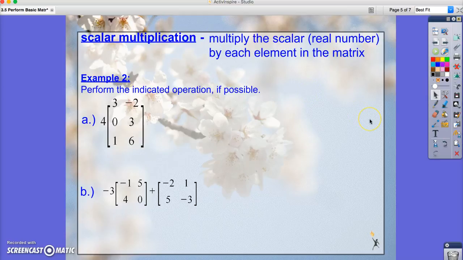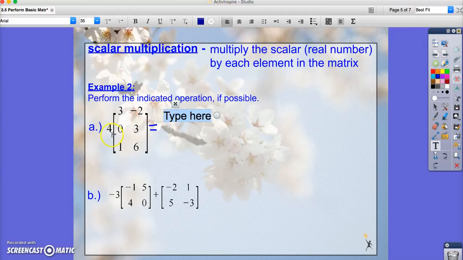So you want to copy this down in your notes here. It says multiply the scalar, which is a real number, by each element in the matrix. So let's look at 2a. Do you see how there's a 4 out front? That's a real number or a scalar. The negative 3 is a real number or scalar. So example 2 says perform the indicated operation if possible.